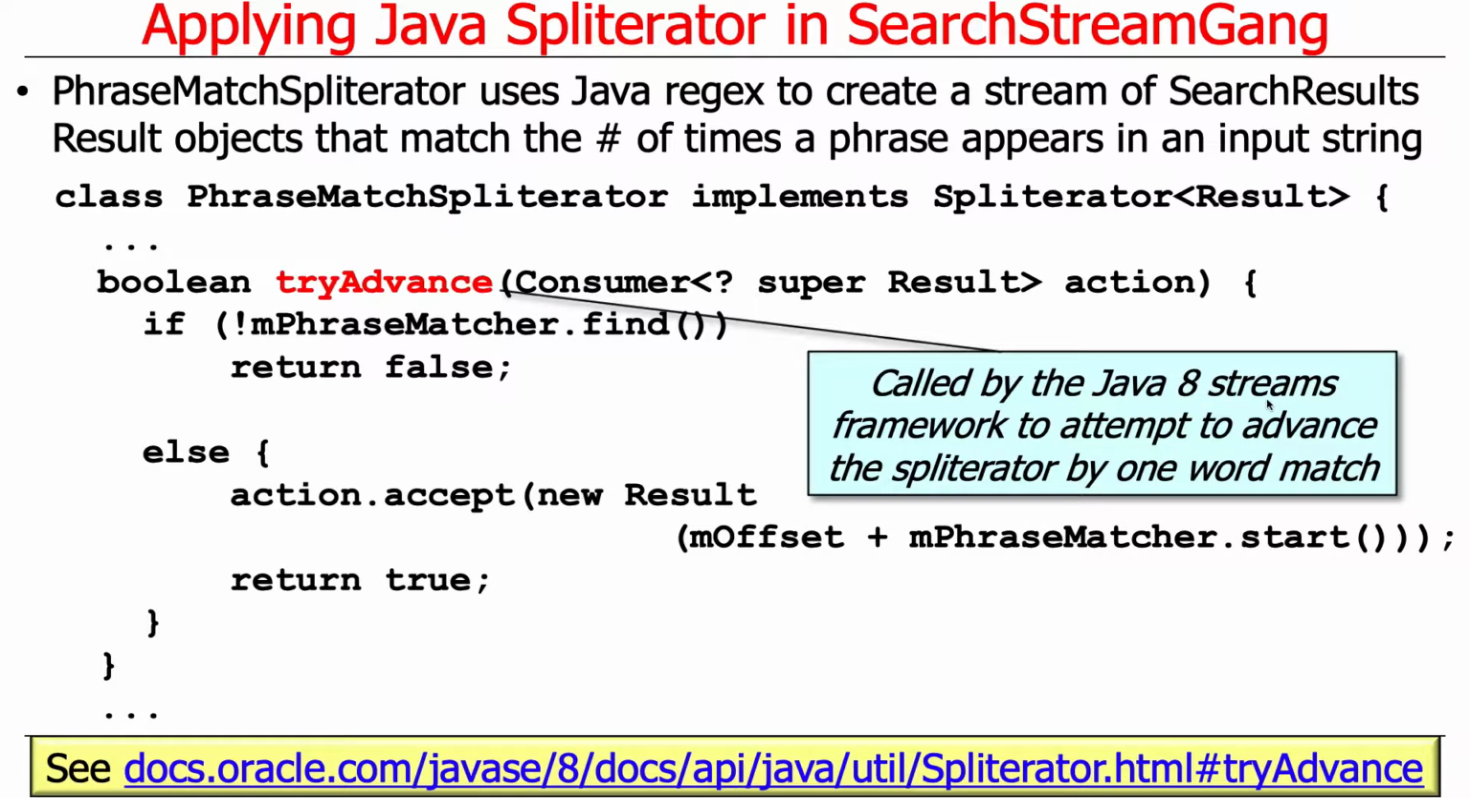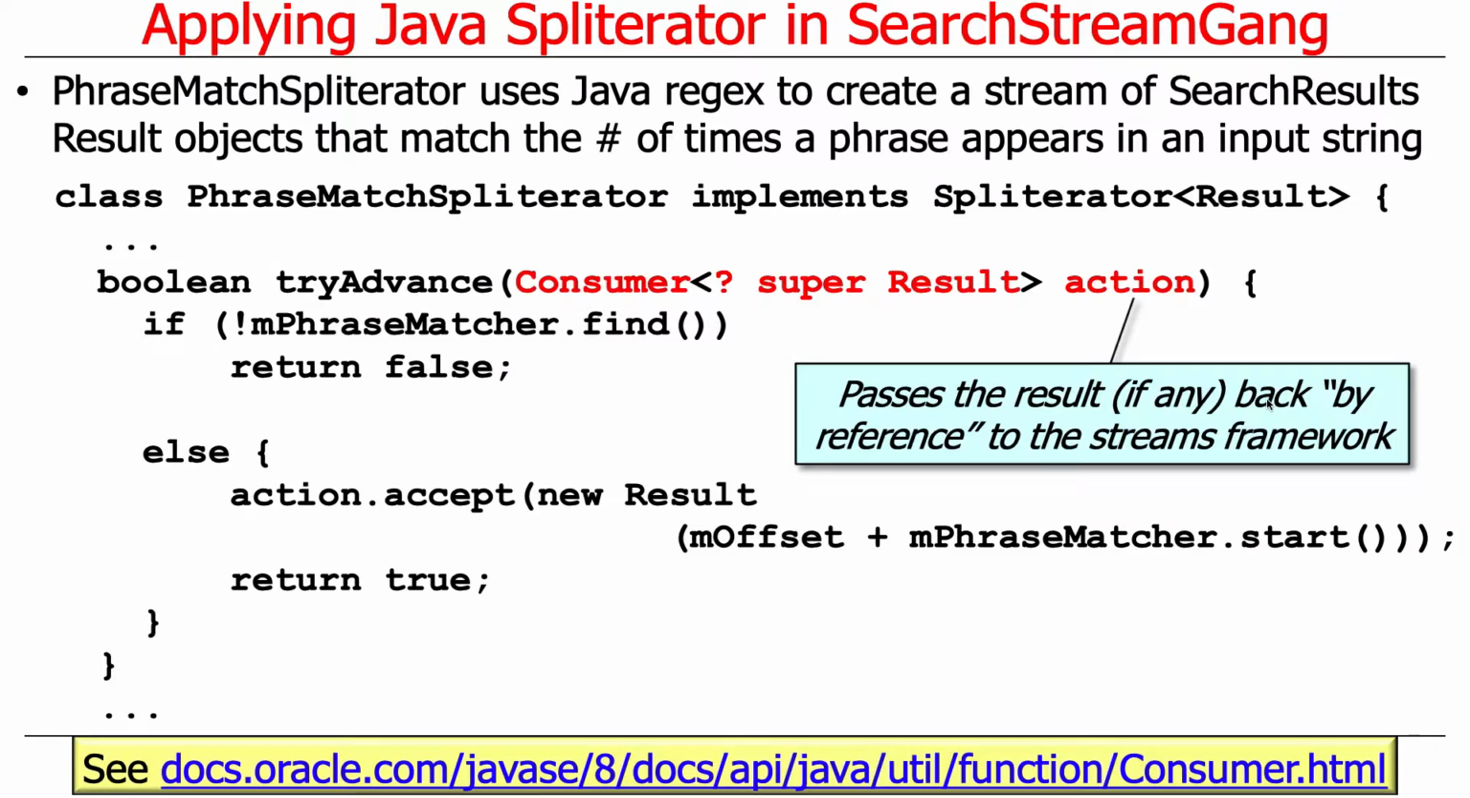Here's the tryAdvance method. This is called by the Java 8 Streams framework to attempt to advance the spliterator by 1 word match. So what it's going to do, as we'll see, is look in the input string to see what matches that phrase, if anything, and it'll keep track of how many times it matches and where it matches. This particular method is passed a consumer called action, and that's used to pass the results back by reference to the streams framework. So every time tryAdvance is called, if it succeeds, it'll give back a consumer that indicates where the match occurred. Here's how it does that.